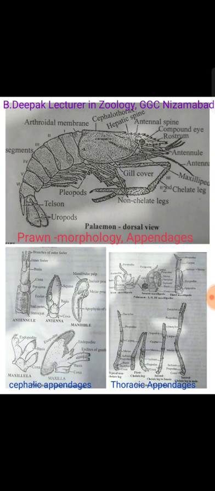This is the exoskeleton. Some of the external openings are also there. In the prawn, the mouth is a large slit-like aperture situated mid-ventrally, below the anterior end.